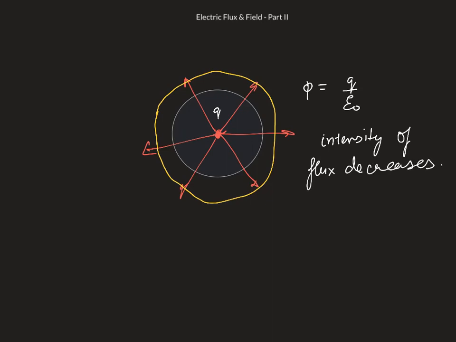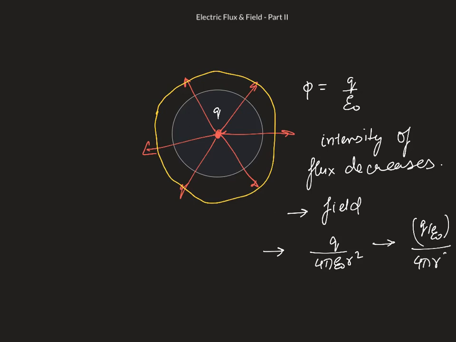And what do we call intensity of flux? We call intensity of flux as field. For a point charge, the field is q by 4 pi epsilon naught r squared. If you try to divide it into two parts, it is going to be q by epsilon naught, that is the flux, and 4 pi r squared, that is the area.